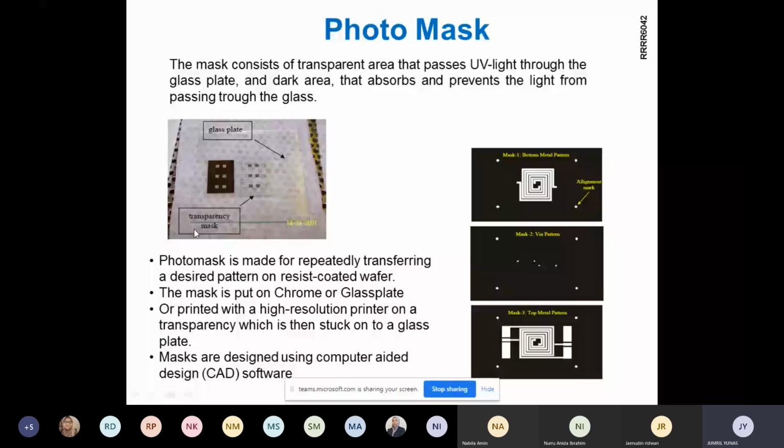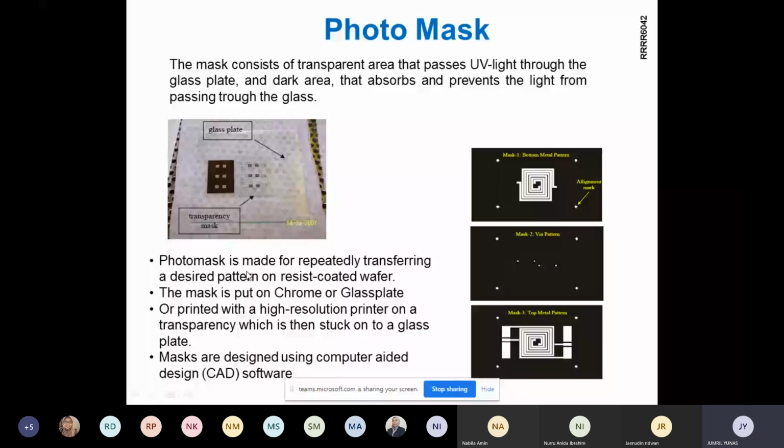It consists of the white and dark area. This white and this dark. This dark area prevents the light from going through the glass. The photomask is made for repeatedly transferring a desired pattern onto a resist-coated wafer.